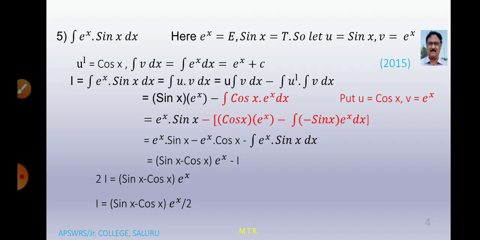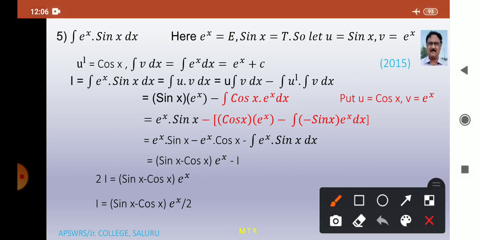Now let us see this problem. Integral e power x into sin x dx. Here you observe e power x is an exponential function. Sin x is a trigonometric function. So e power x is exponential, meaning E, and sin x is trigonometric function T. In LIATE, T is before E. So put T as u.